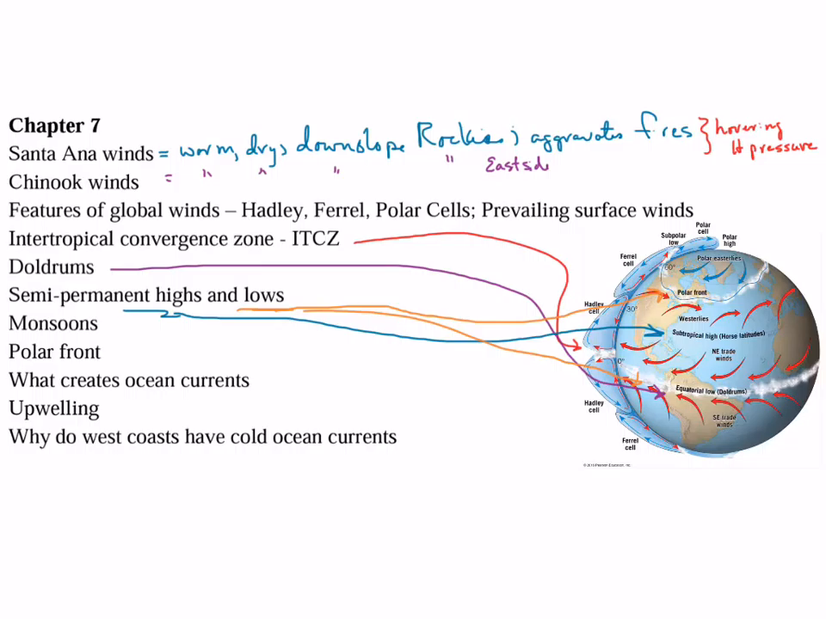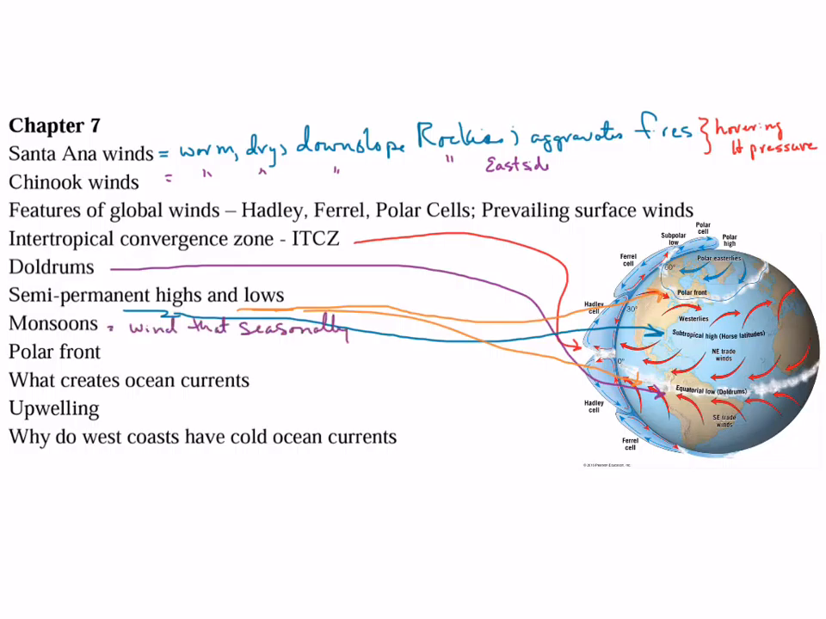Is that a doldrum on the polar front? Nope. The polar front, that is the polar front. So it's not a doldrum? Nope. So they're only around the equator? Right. Okay, monsoons.